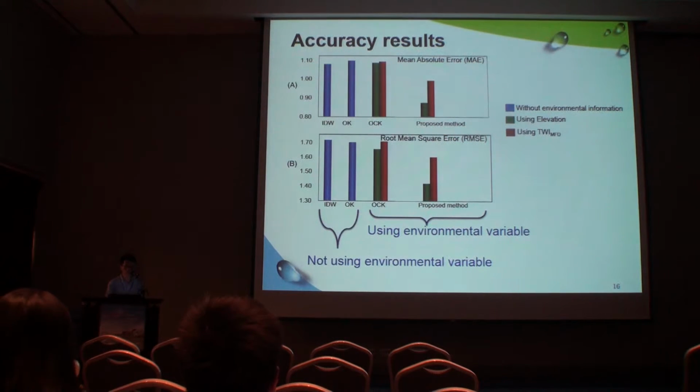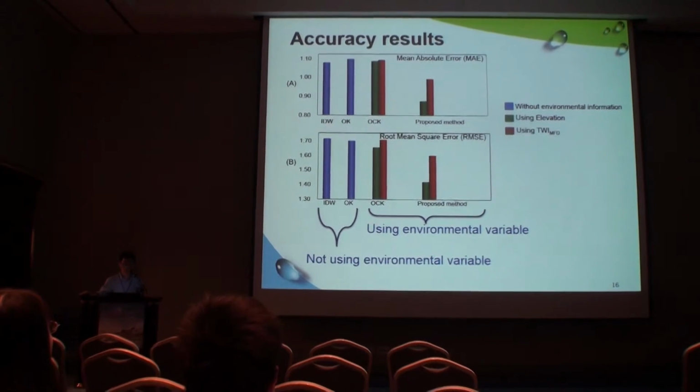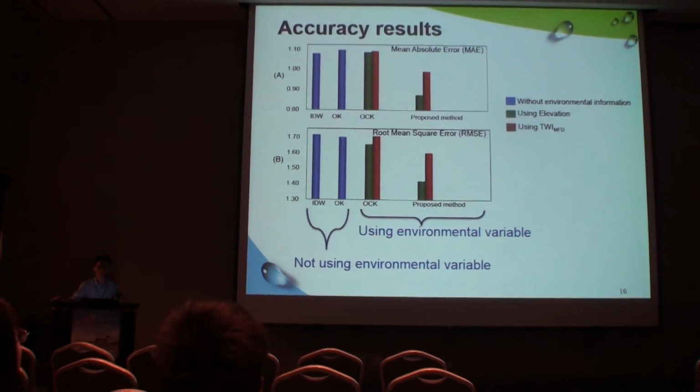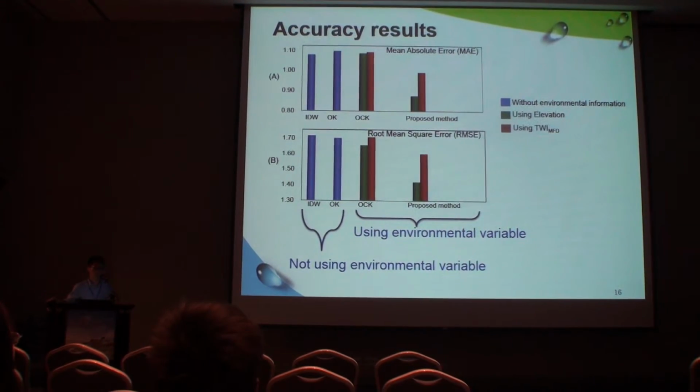And here's the actual result. The result shows the same results as the last slide. And the mean absolute error and the root mean squared error of the proposed method are much lower than the traditional method. So we can say that our method clearly improves the accuracy.